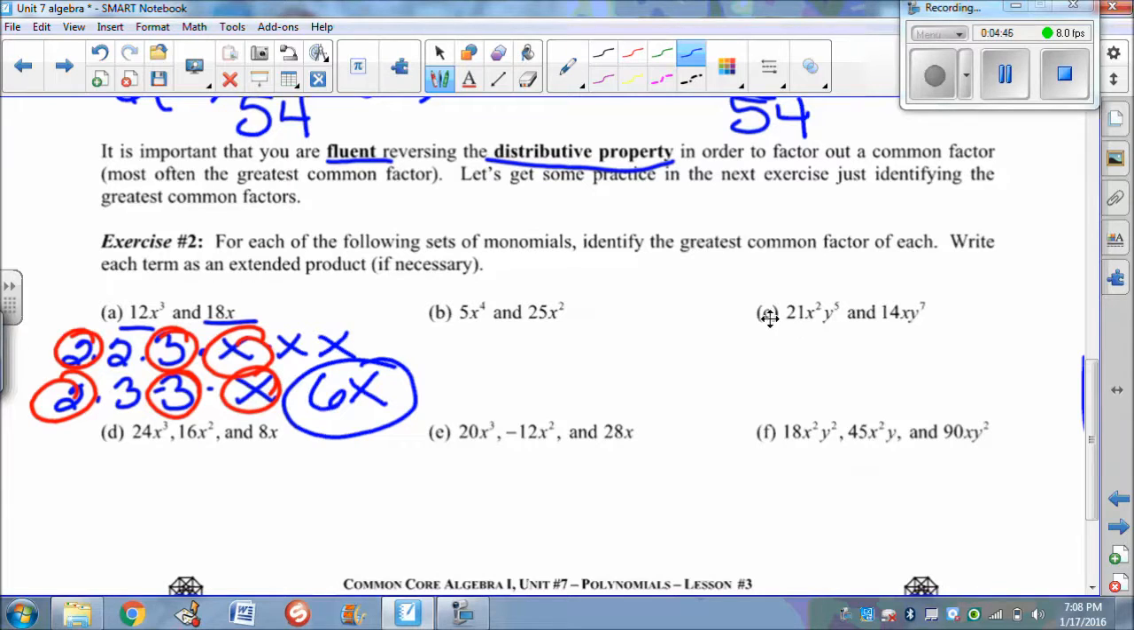So looking at letter C, I've got 21 and 14. Okay, so 7 should come to mind. That is the greatest common factor for those 2.